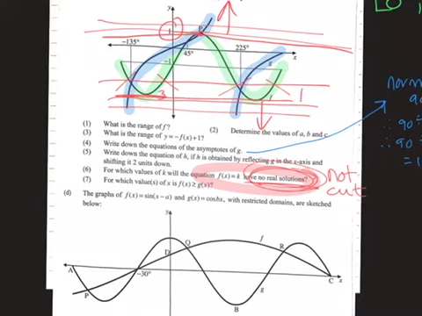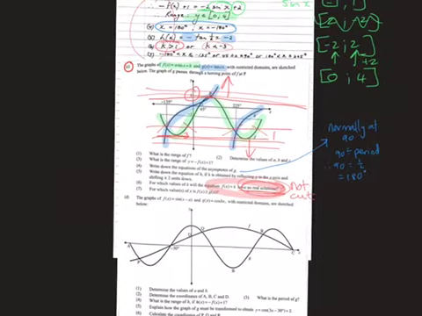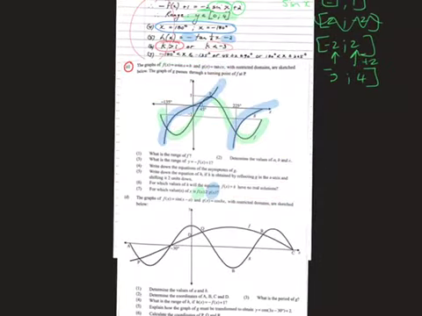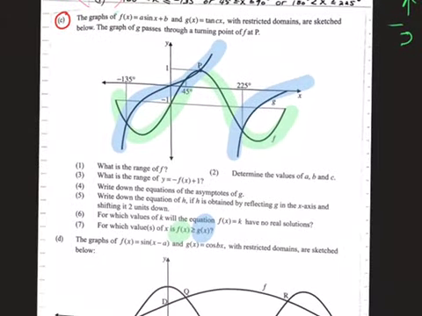Then the last one for question C, for which value or values of x is f of x greater than or equal to g of x? So where is it above or equal to? Where is the green graph above or equal to the blue graph? All right, so where is my green graph above? Over here. And this tiny bit over here.